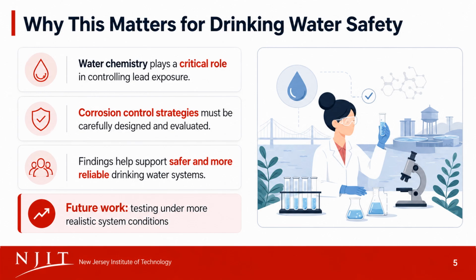Overall, this work helps us better understand how pH and phosphate treatment type work together to control lead release. The next step is to test these treatments under more realistic system conditions. And the main message is simple here. To optimize corrosion control for lead, both pH and inhibitor type matter.